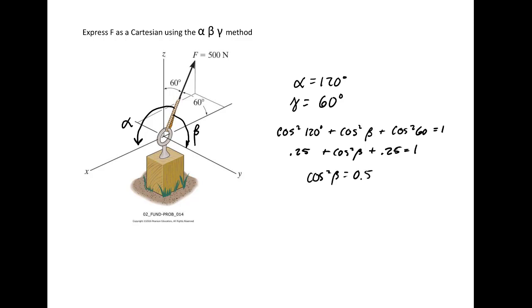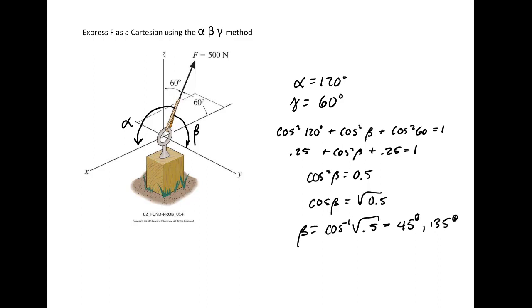Now here, maybe there's more than one way of doing this, but I'm going to take the square root of both sides here. So I'm going to say cosine of beta is equal to the square root of 0.5. Then I can find beta is equal to the inverse cosine of the square root of 0.5. And that has two values. It has 45 degrees and 135 degrees. So when you solve these things, you're going to have to make sure that you solve for all of the possible angles associated with this. So then we look at our picture and say, what is the valid answer?